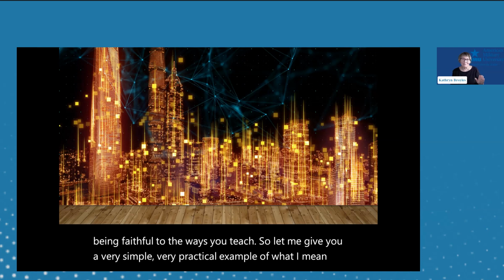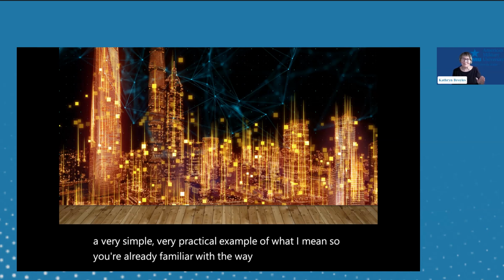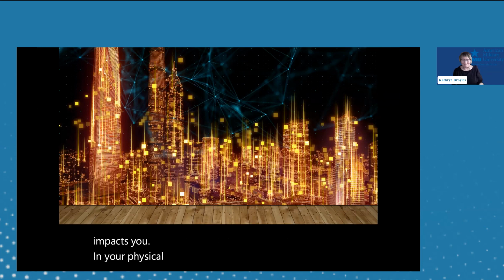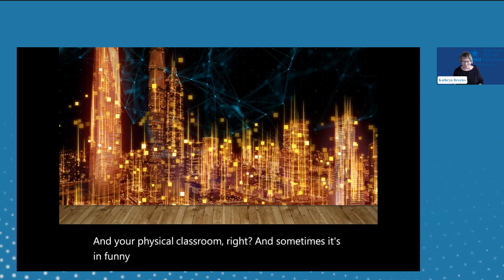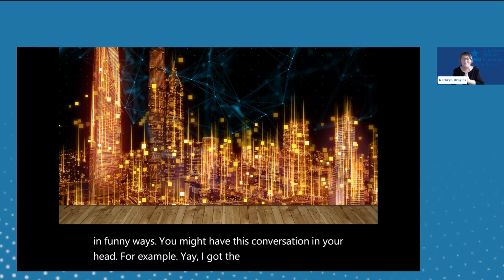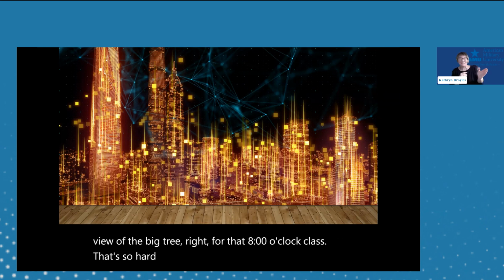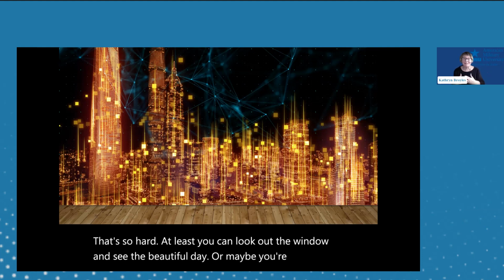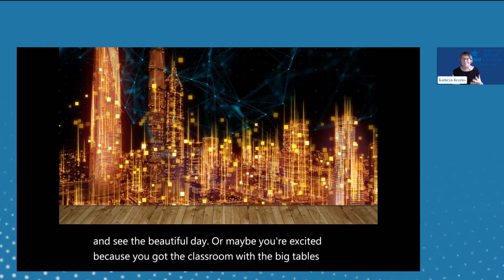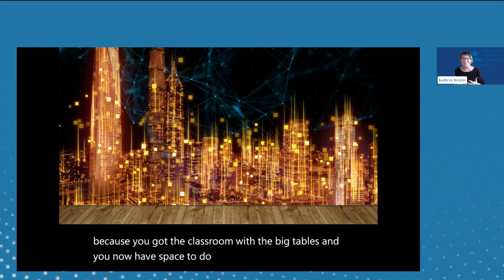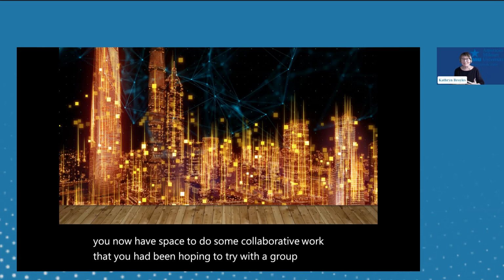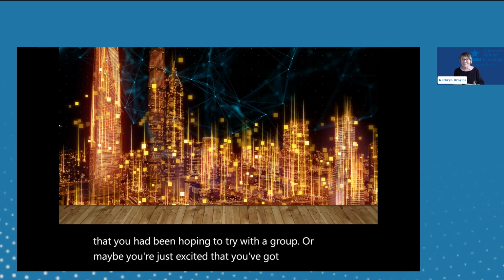So you're already familiar with the way architecture impacts you in your physical classroom, right? And sometimes it's in funny ways. You might have this conversation in your head. For example, yay, I got the classroom with the view of the big tree, right? For that 8 o'clock class that's so hard, at least you can look out the window and see the beautiful day. Or maybe you're excited because you got the classroom with the big tables and you now have space to do some collaborative work that you had been hoping to try with a group. Or maybe you're just excited that you've got movable chairs this semester in your school.